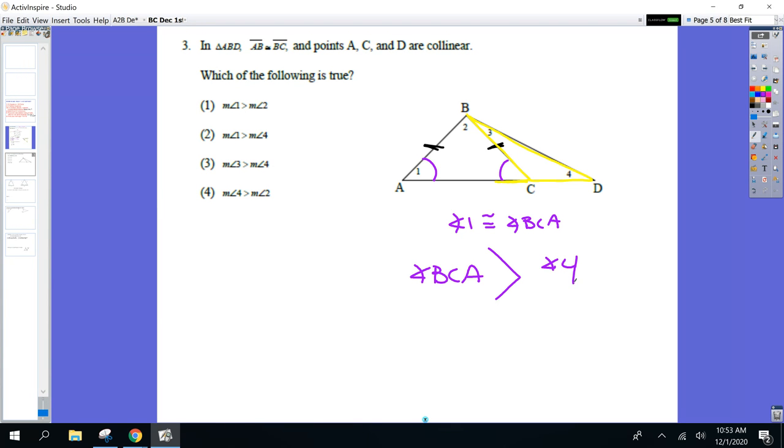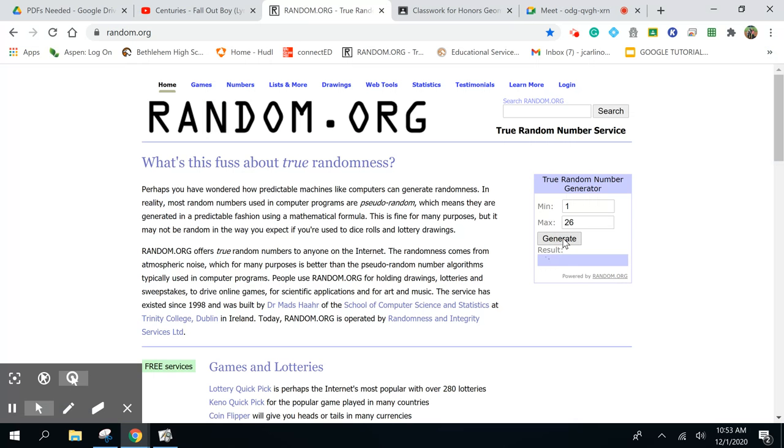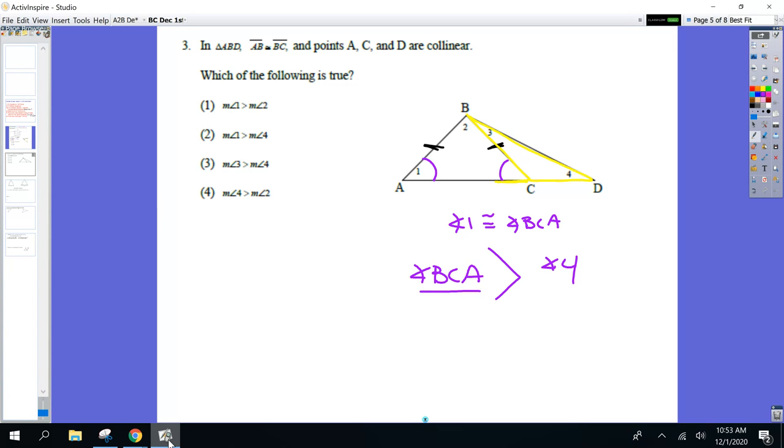All right, let's keep going now. BCA is equal to what angle from the beginning? BCA and what other angle are congruent? Angle 1. Little thing we like to call substitution, right? Angle 1, because it's equal to BCA, also has to be bigger than angle 4. And it's also bigger than 3, but that's not a choice here, is it? 1's bigger than 4.